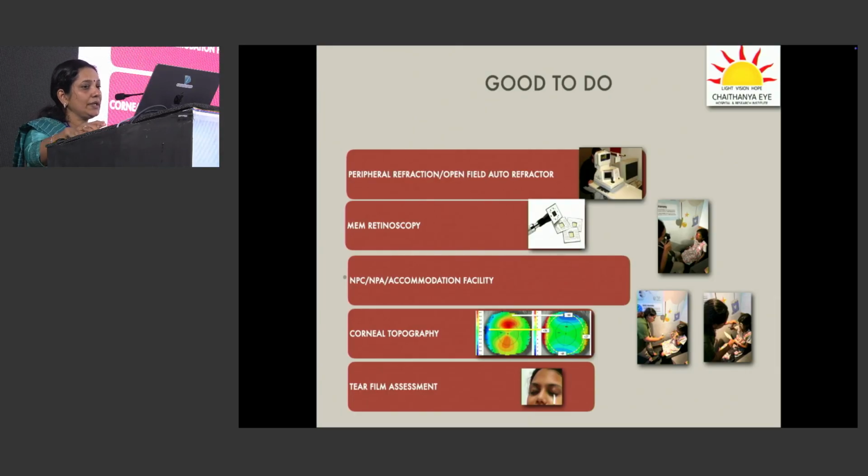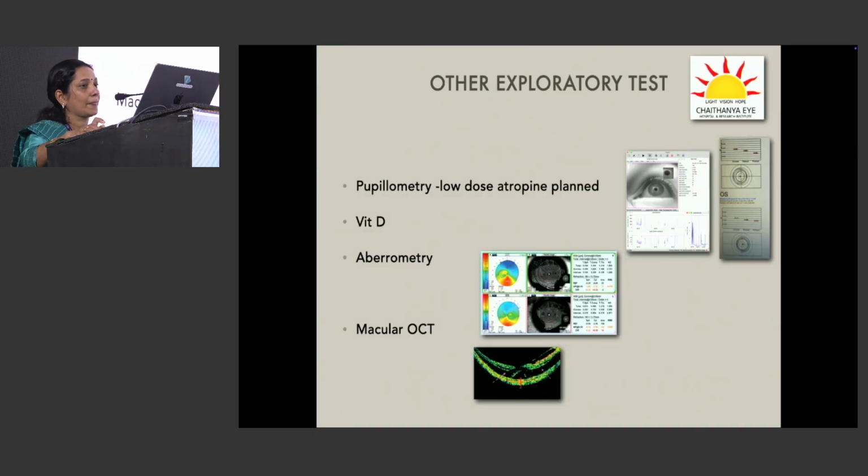MEM retinoscopy: the MEM retinoscope can be used to find out whether the patient is having a lead or lag of accommodation. NPA, NPC, accommodation facility, corneal topography in indicated cases, and tear film assessment. All these you can judge regarding whether you need them for that patient or not. Other tests include pupillometry, especially if you are planning for a low dose atropine, serum vitamin D level because it has an association with myopia, aberrometry to find out the higher order aberrations, and macular OCT also in indicated cases.